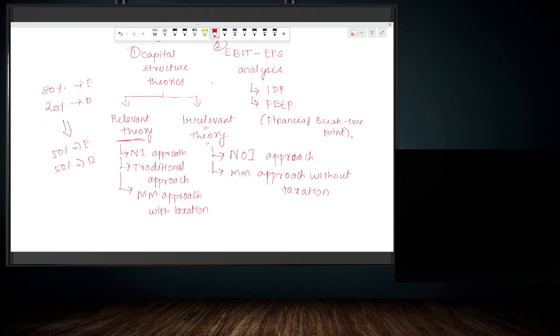Irrelevant theory says that whether the company has 20% debt, 80% equity, or 80% debt, 20% equity, doesn't matter. Market value of the firm will remain constant, because market value is not affected by the capital structure of the company, but by the efficient operations of the company. So this is what irrelevant theory is saying. Is this clear? Relevant theory says that capital structure will impact what? Market value. Irrelevant theory says capital structure will not impact market value. Clear?